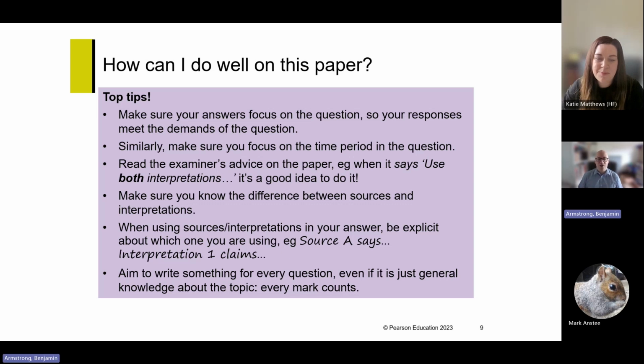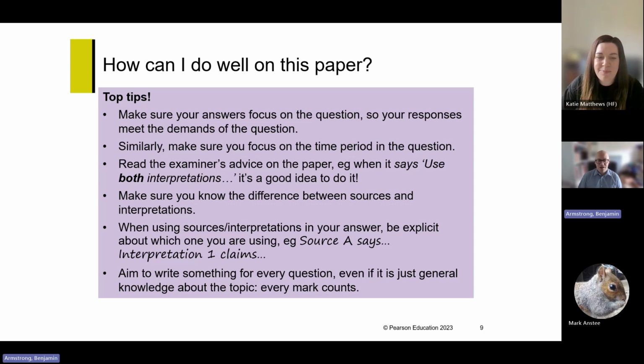Also, another top tip, when you're using sources and interpretations in your answer, make sure you say which one you're using. Don't leave the examiner guessing which one you're trying to refer to. Say things like source A says or interpretation 1 claims. If you just say the source or the interpretation, well, then the examiner might not understand which one you're talking about.